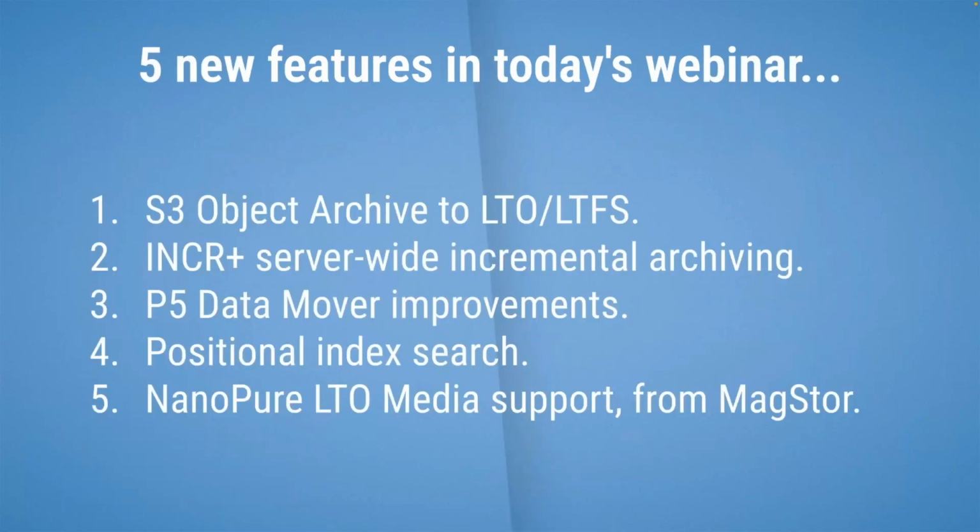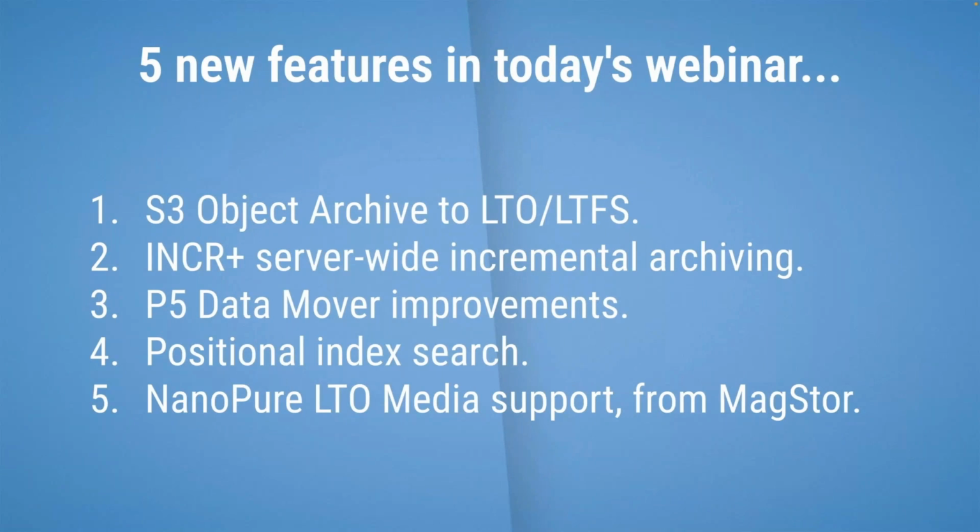So let's talk about what we're going to be talking about. We've got 5 things. We've got the S3 Object Archive. Just to recap, this is all stuff that's new in version 7.2 of Archiware P5 software. That was released a couple of weeks ago. In fact, we're now on version 7.2.1. And these are the things that are new in this version. So for new customers or existing customers, this is good news.